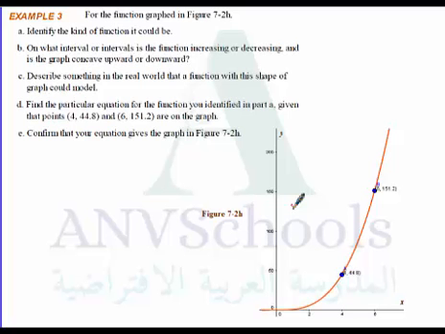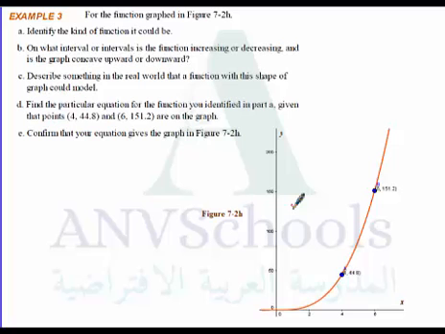Example number 3. For the function graph in figure 7-2h, letter A, identify the kind of function it could be. Letter B, on what interval or intervals is the function increasing or decreasing? And is the graph concave upward or downward? Letter C, describe something in the real world that a function with this shape of graph could model.